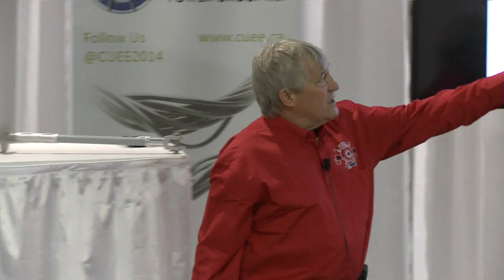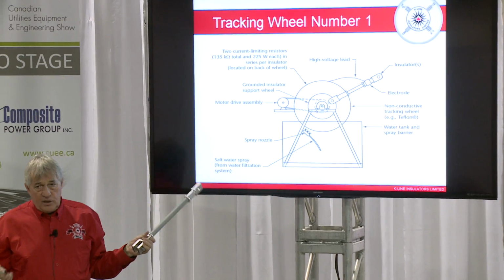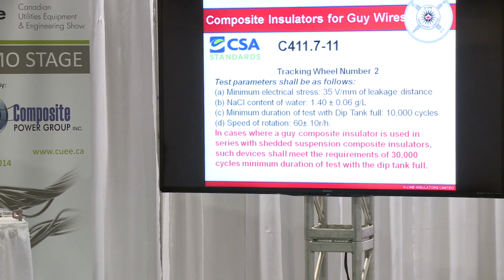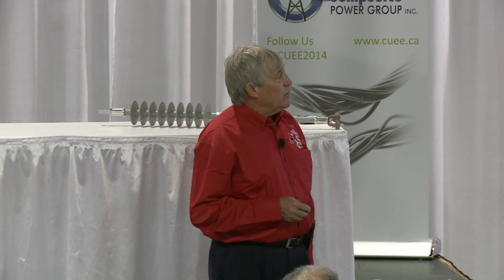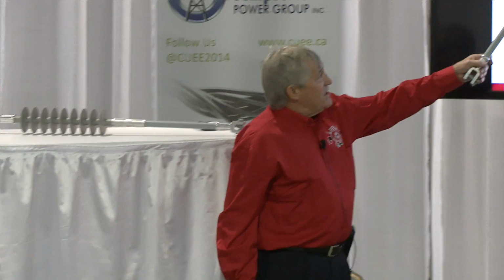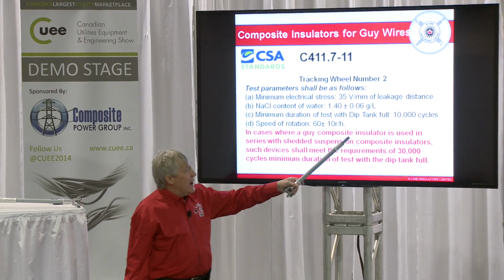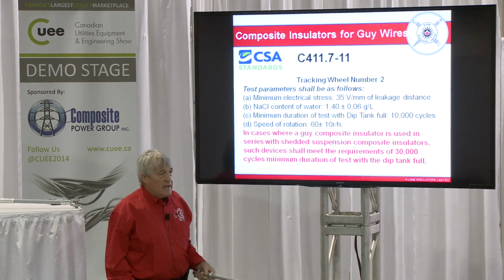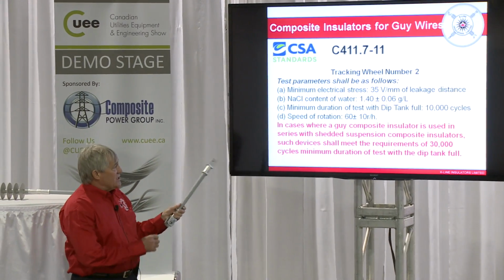There is a second standard. Well, there's the tracking wheel. If you're familiar with the tracking wheel, you'll see that written up in the standards. Basically, the insulator is energized, the thing rotates, salt spray, and you go for 1,000 hours on that tracking wheel. There's a second tracking wheel, number 2, which seems to be the more common tracking wheel used these days. A lot of the test parameters are very similar. Instead of 1,000 hours, it's 10,000 cycles, but the same clause applies, highlighted in red, that takes care of that concern.